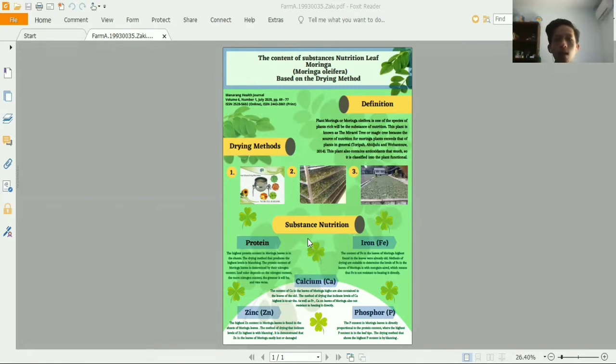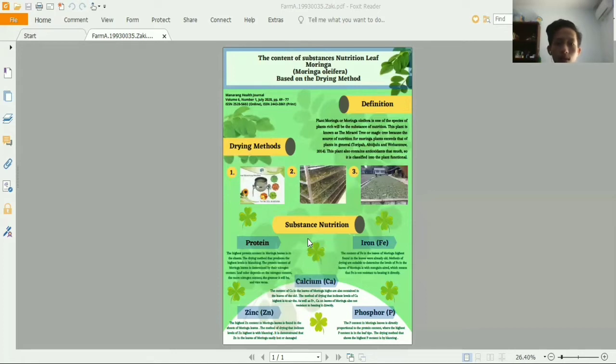I will present the results of the journal with the title The Content of Nutrition Substances in Moringa Leaf Based on the Drying Method. This journal describes the difference in nutrient content in Moringa leaf flour with different drying methods. Moringa oleifera is one of the species of plants which is a source of nutrition.